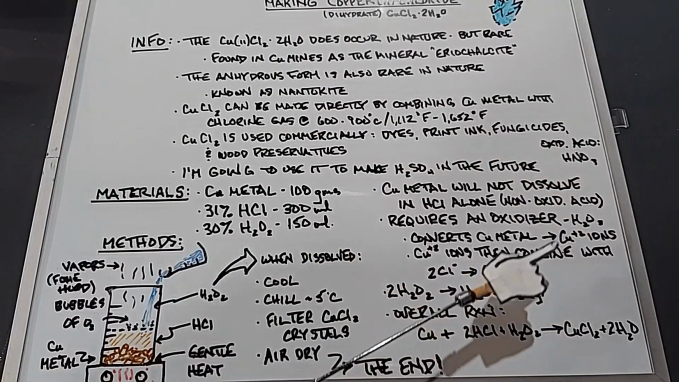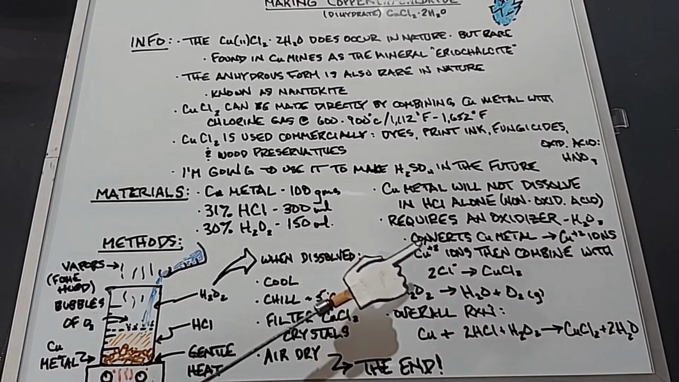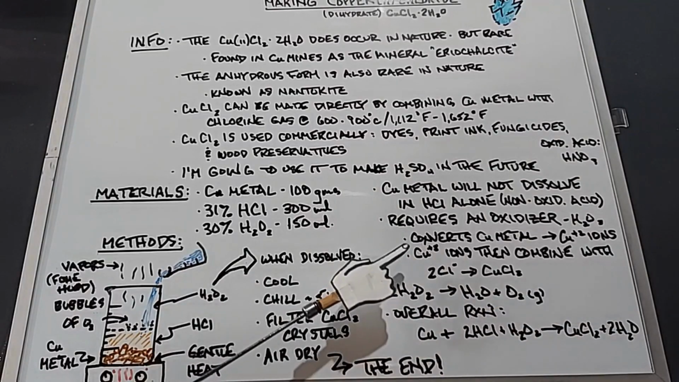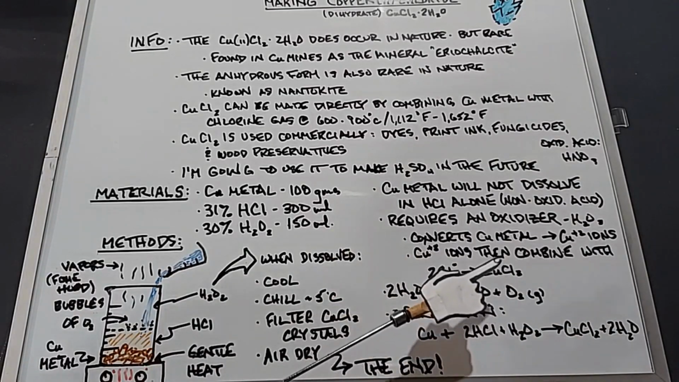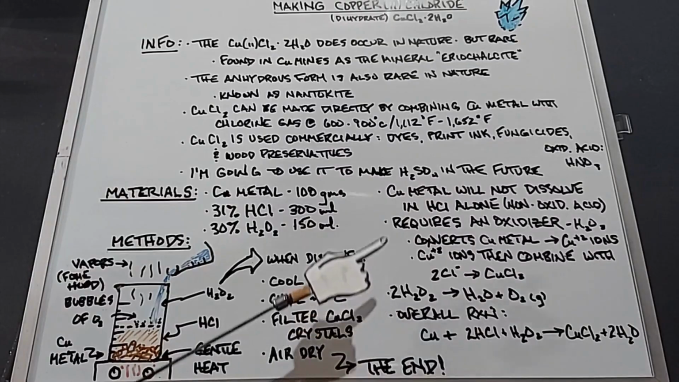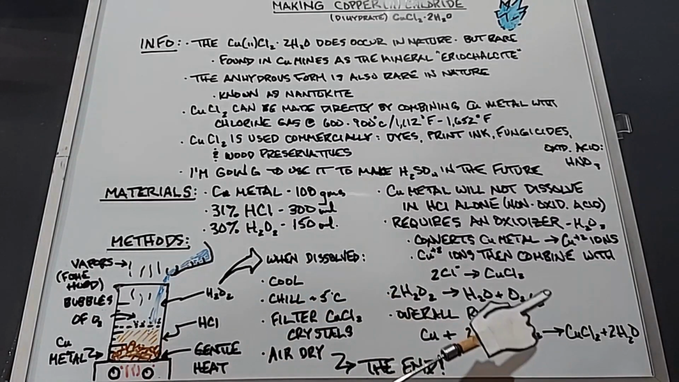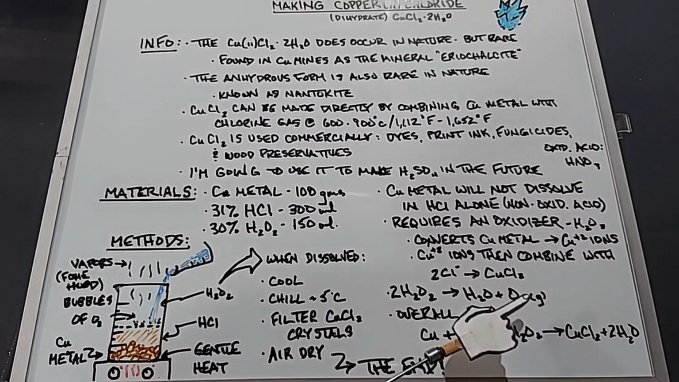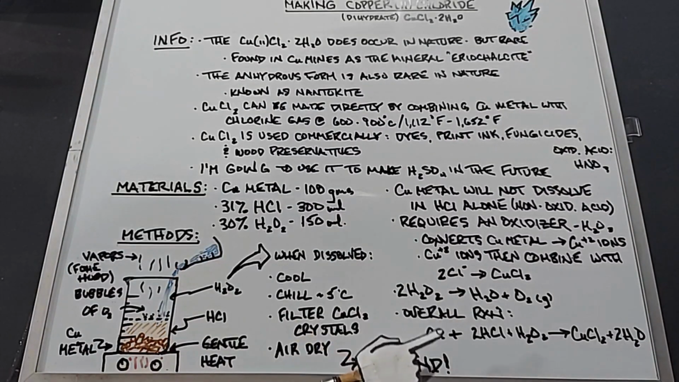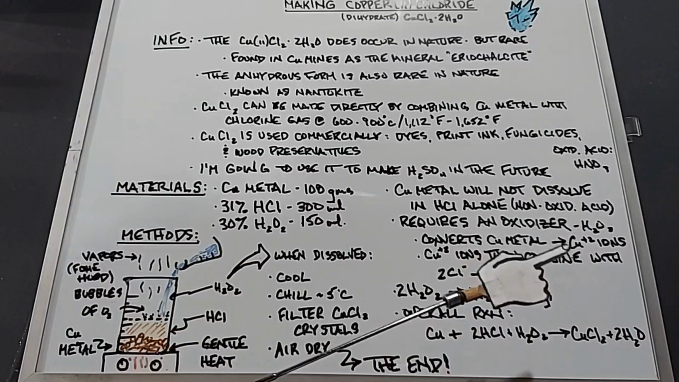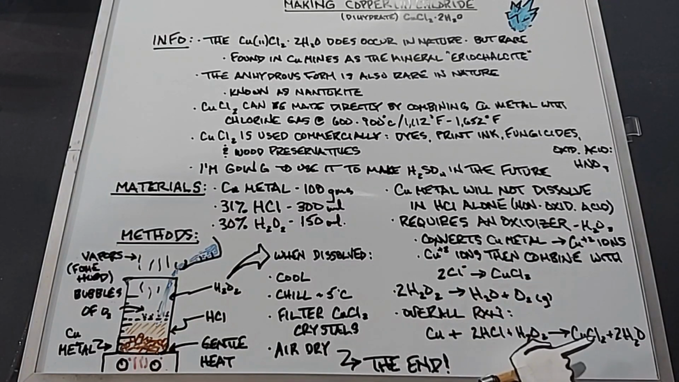It converts the copper metal into copper plus 2 ions, and those ions are then combined with the 2 chlorine negative ions to form copper 2 chloride. When you add hydrogen peroxide to this, especially if it's heated at all, which I will be doing, it breaks down into water and into oxygen gas, and we will see some of those bubbles. The overall reaction is copper metal plus 2 hydrochloric acids plus hydrogen peroxide gives us our copper 2 chloride and some water.